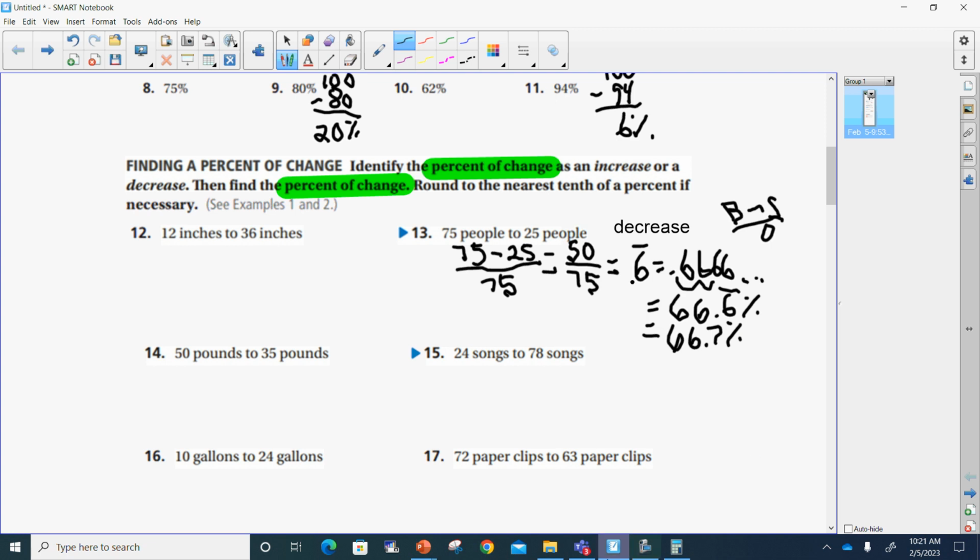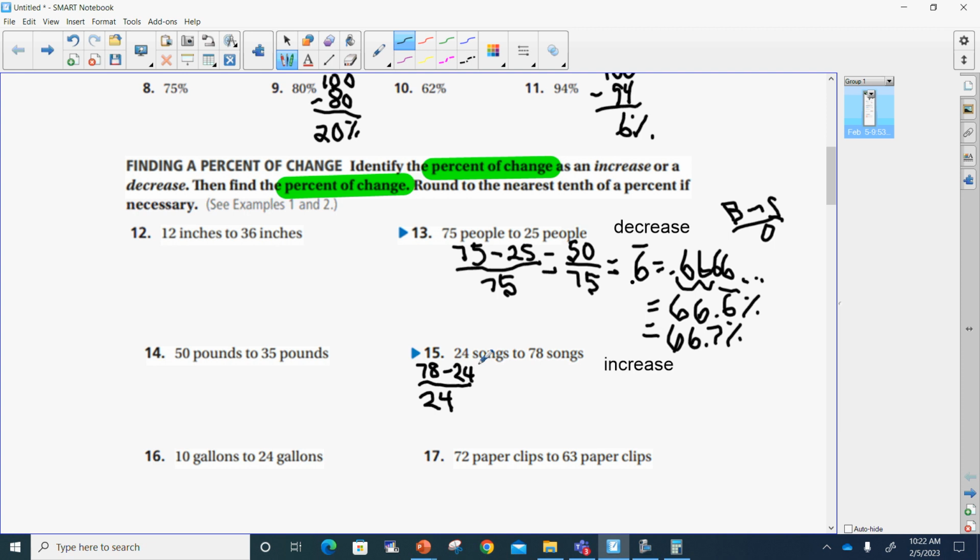All right, let's go to number 15. Number 15 says 24 songs to 78. That means it's increasing, so I need to remember to put increase. Then we're going to work the problem like we had over here. We're going to take the big number, 78, minus 24, over 24.